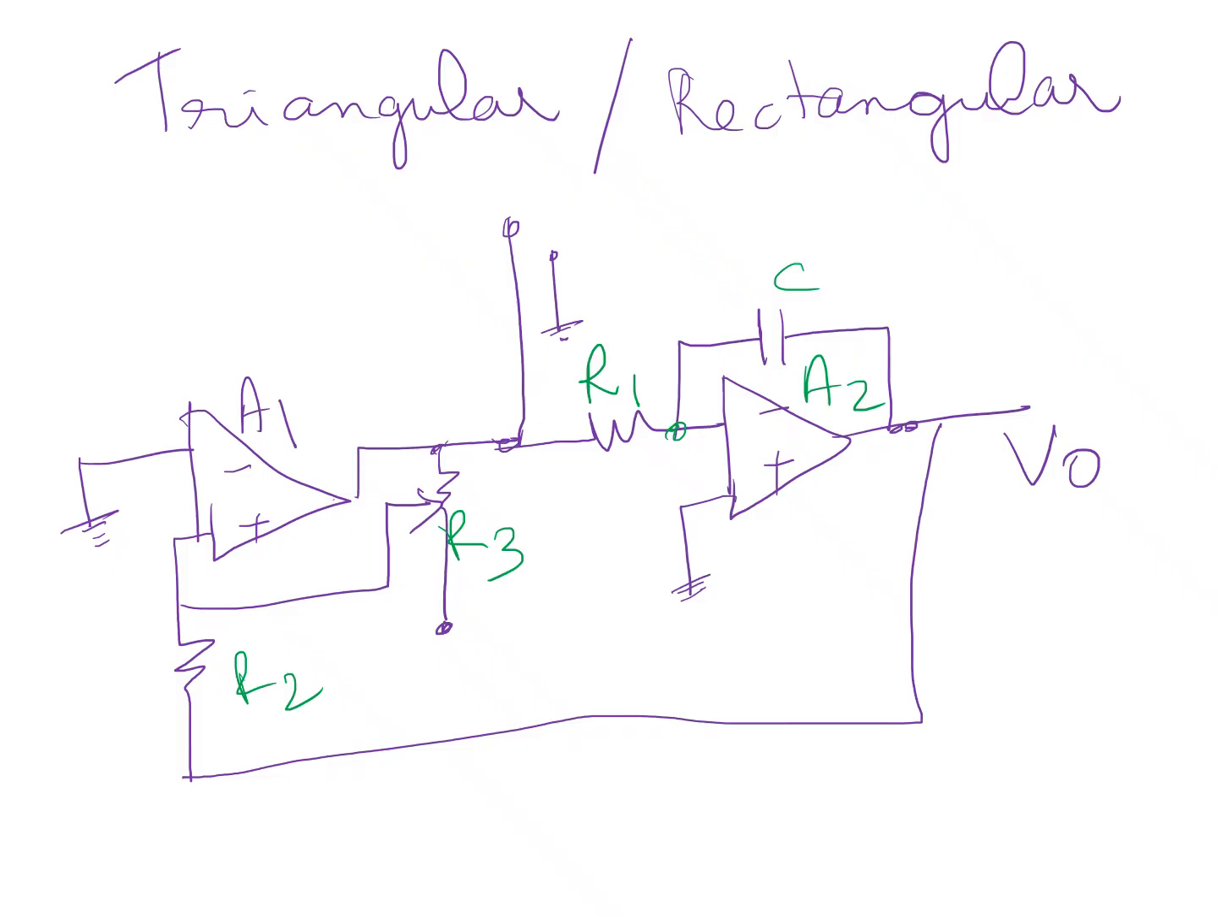So the output of this trigger circuit will be a square waveform, and when this square waveform is given to the input according to the charging and discharging operation of the circuit, a triangular waveform is generated.